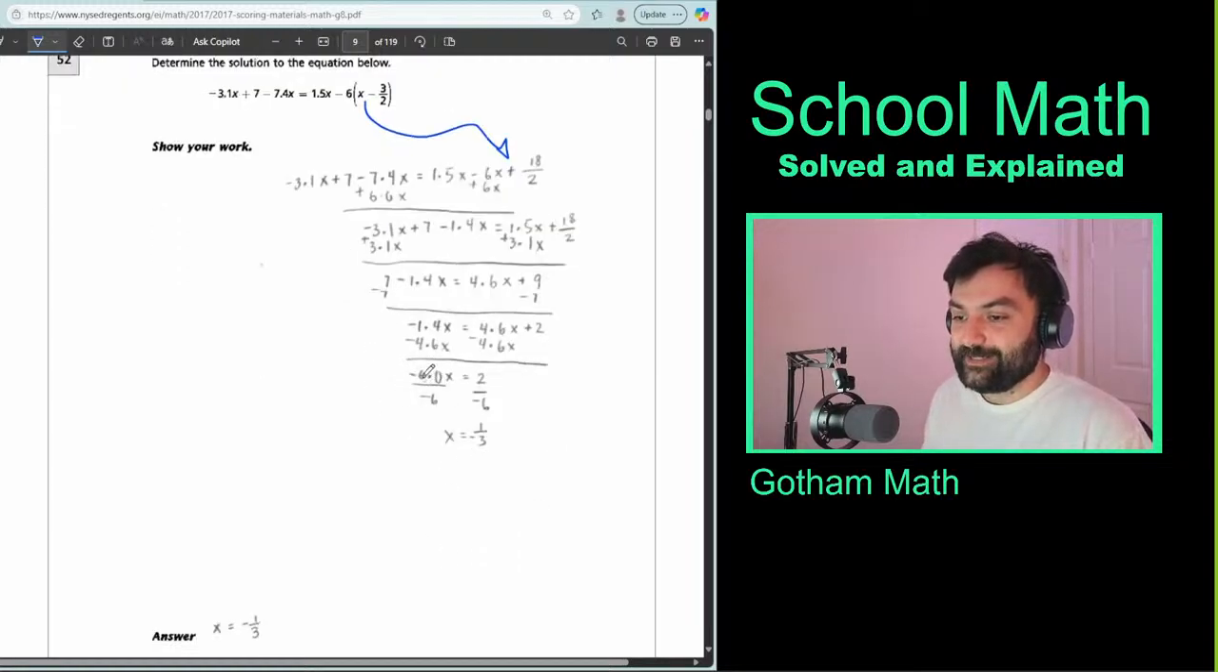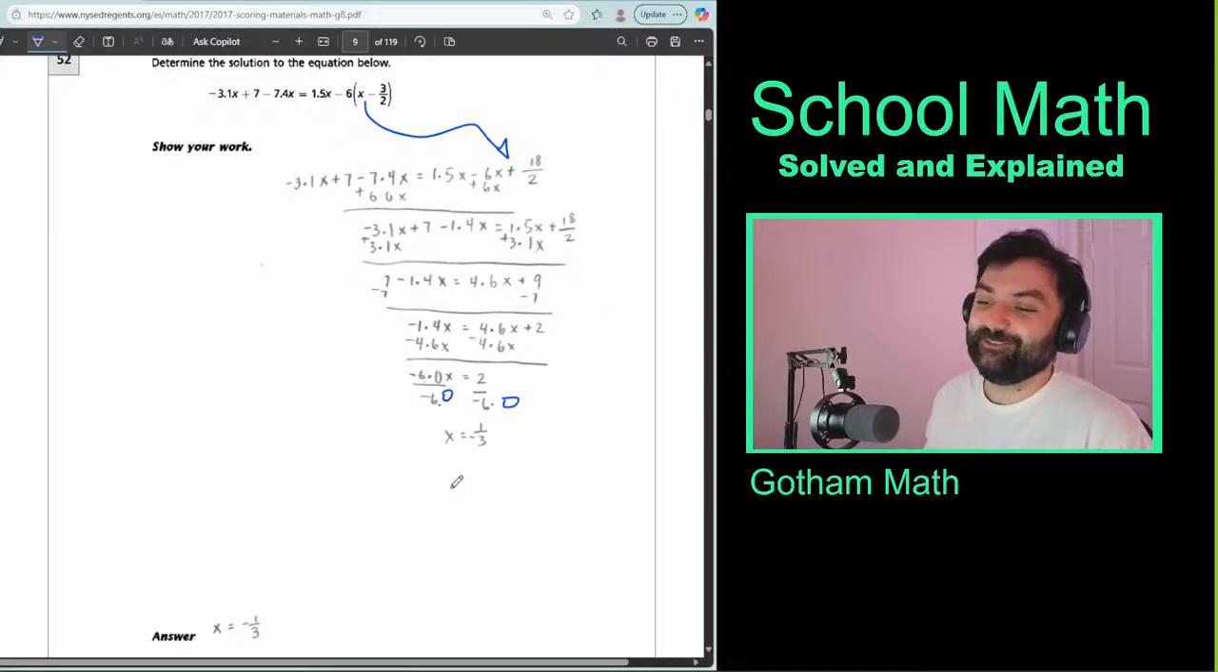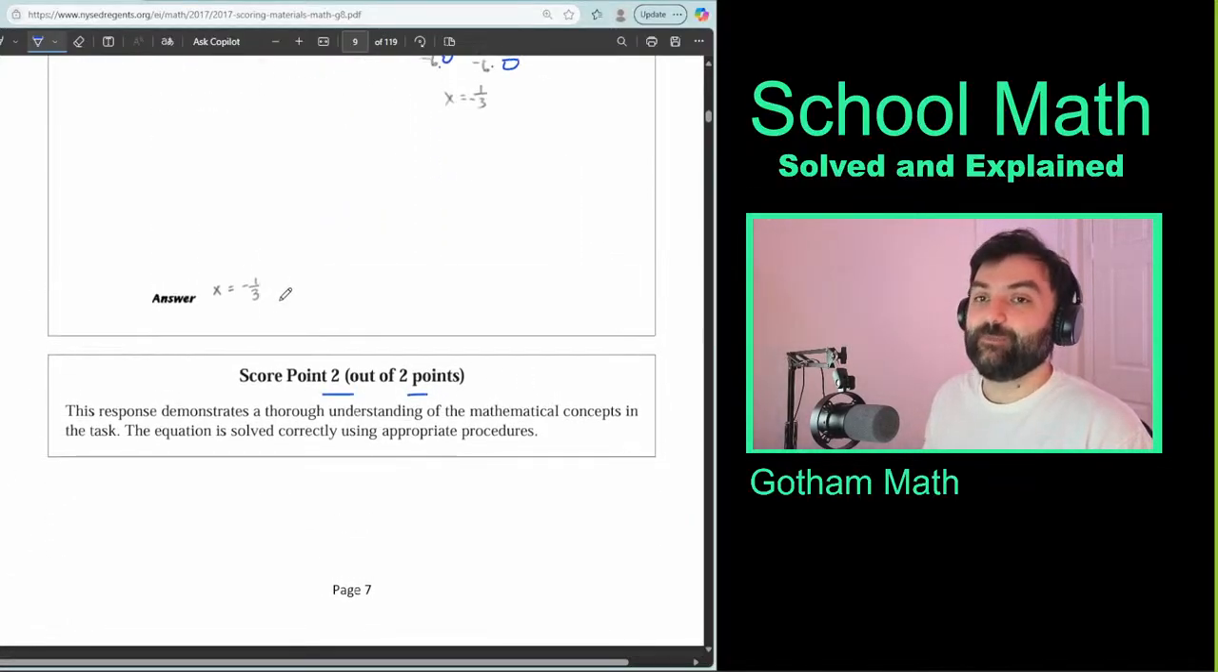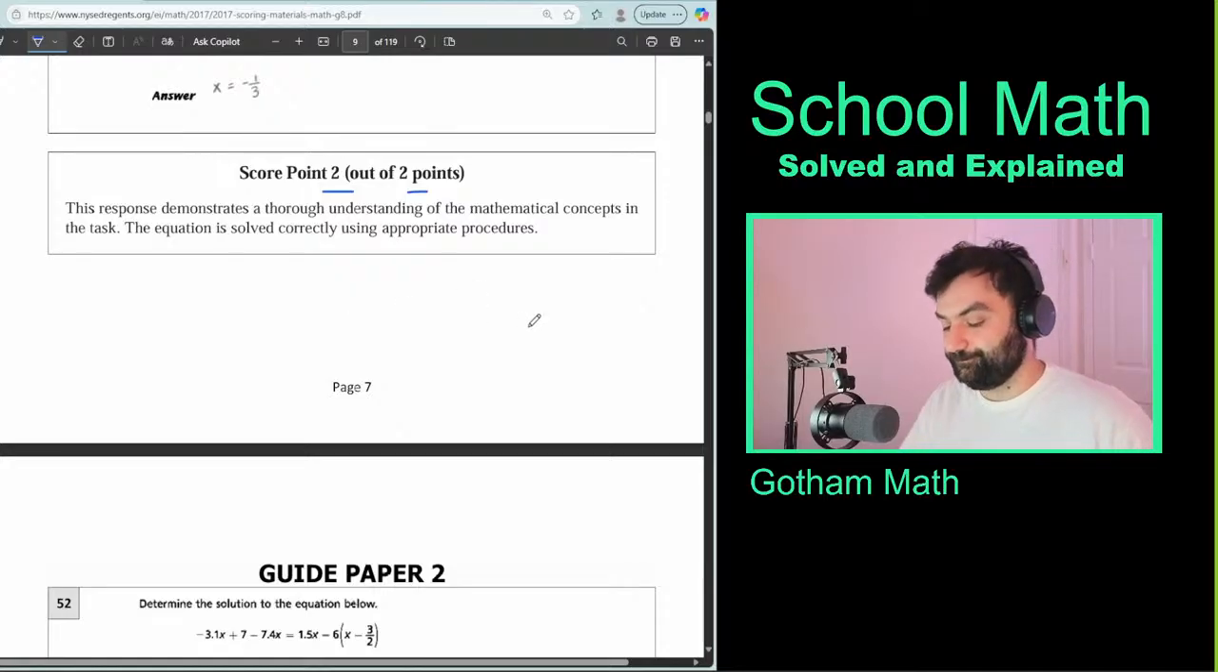Who writes negative 6.0x? What is that? 6.0? Really? Doesn't look right, although obviously dividing. So why didn't you divide by negative 6.0 then? Just keep it rolling. All right, 2 out of 2, understandable. Got it right. Moving on.